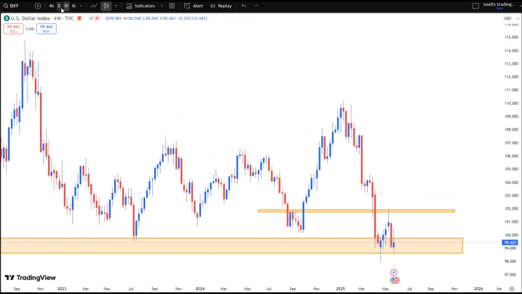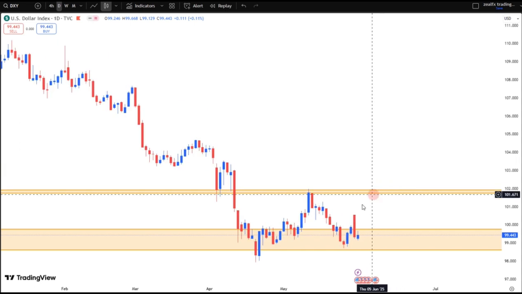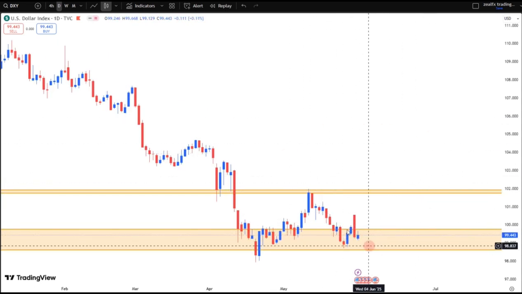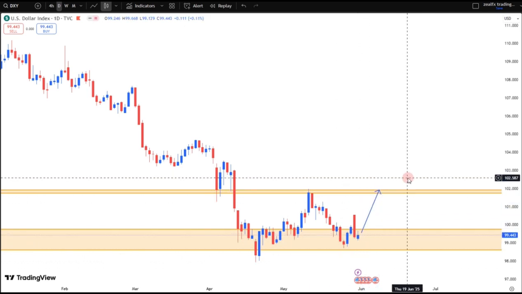So let's look at the daily chart of the DXY to see what area we expect to buy from. Currently, the DXY is on the support region. So we can look at a buying opportunity on the DXY from this level to this next resistance level. So that is for the DXY.